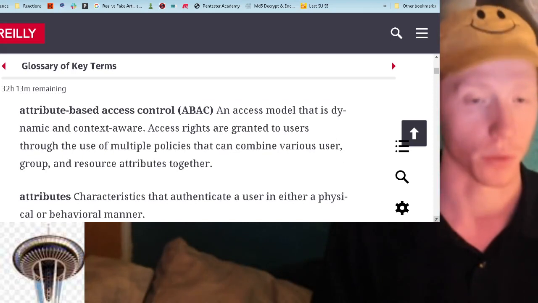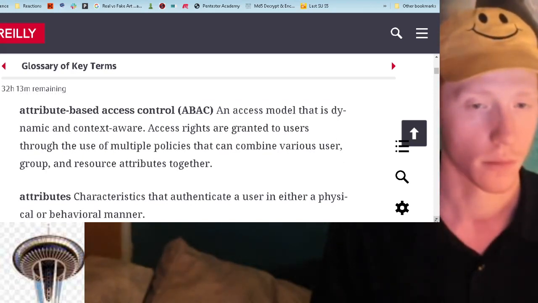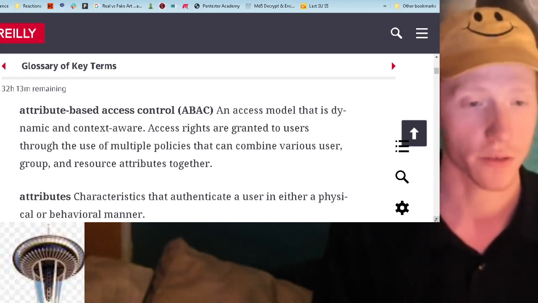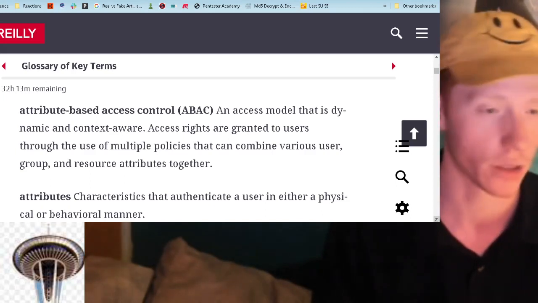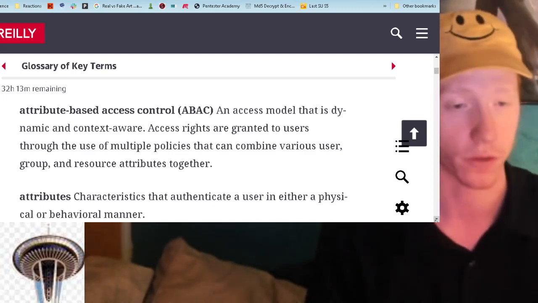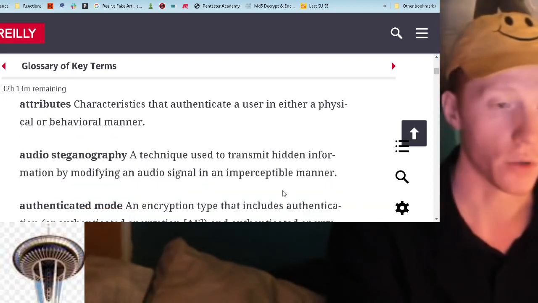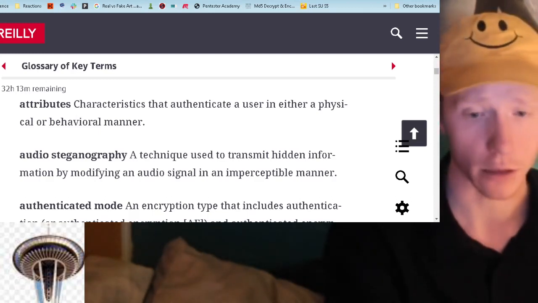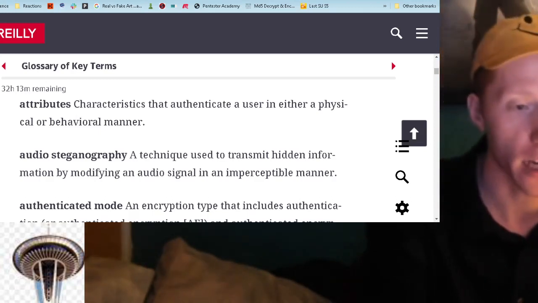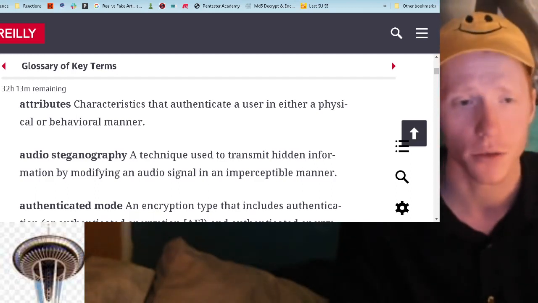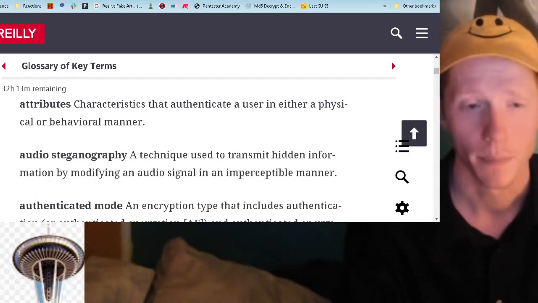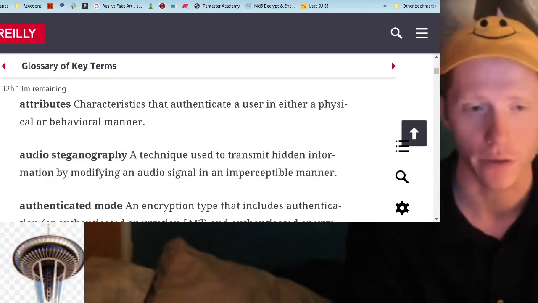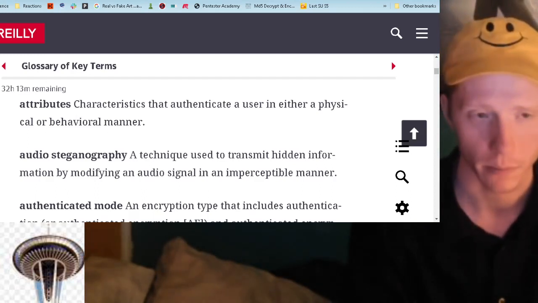Attribute-based access control: an access model that's context-aware and able to change. Access rights are granted to users through the use of multiple policies that can combine various user, group, and resource attributes together. Attributes are characters that authenticate a user in either a physical or behavioral manner. Audio steganography is a technique used to transmit hidden information by modifying an audio signal in an imperceptible manner.